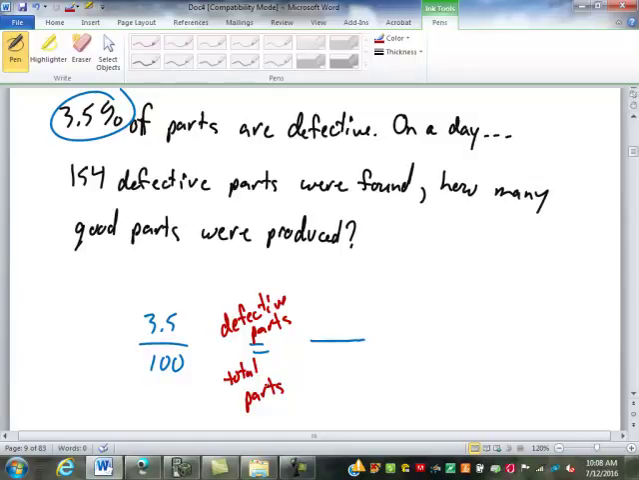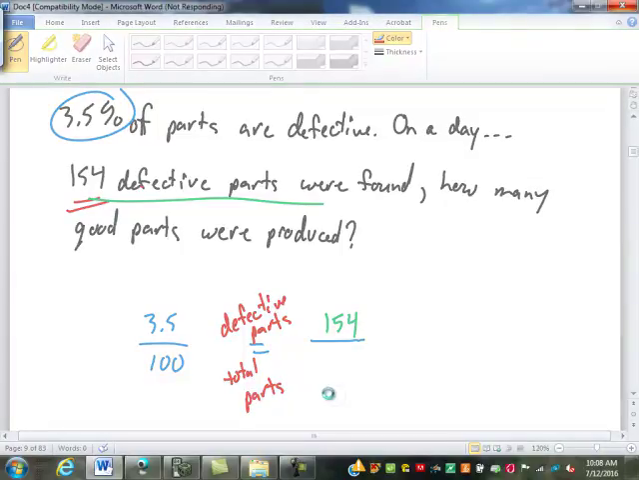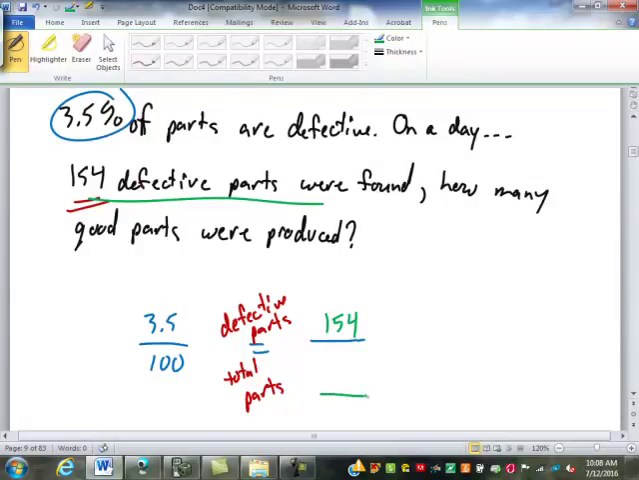What other numbers are in the problem? Well, there's the 154. What does that represent? Defective parts. So that has to go on top. What's this missing number in my proportion represent down here? Total parts. Is that what we're looking for? How many good parts were produced? Not total parts, but how many good ones were produced. So what we're going to get there is not what we're looking for. Let's go ahead and find it anyway and see if we can get to the answer from there.